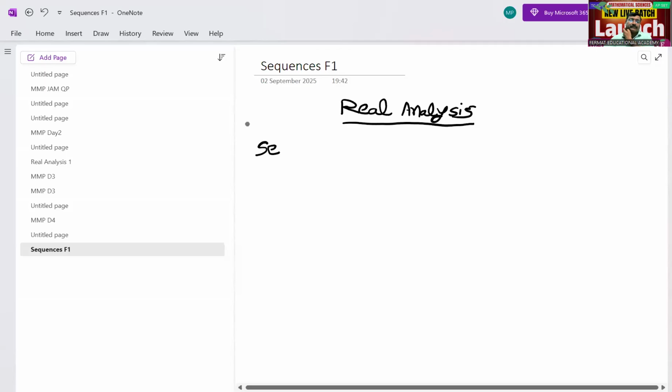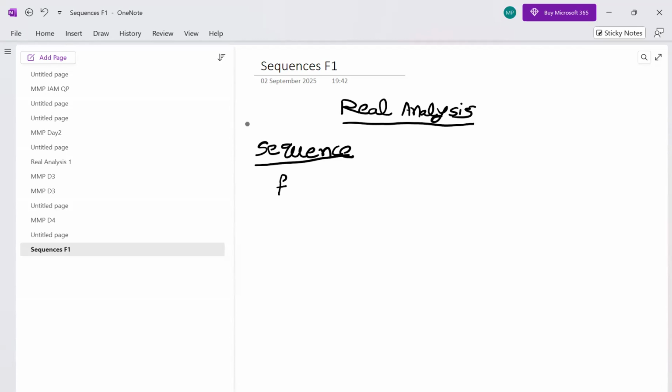Sequence? Let us see. So the basic definition of a sequence, all of you know. A sequence is nothing but a function. We denote it by Fn. In some textbooks, they denote it by Sn or Xn, different notations, whatever it may be. It is nothing but a function whose domain is the set of natural numbers and whose codomain is some subset of the real number system. So you can call this set any subset of the real number system.